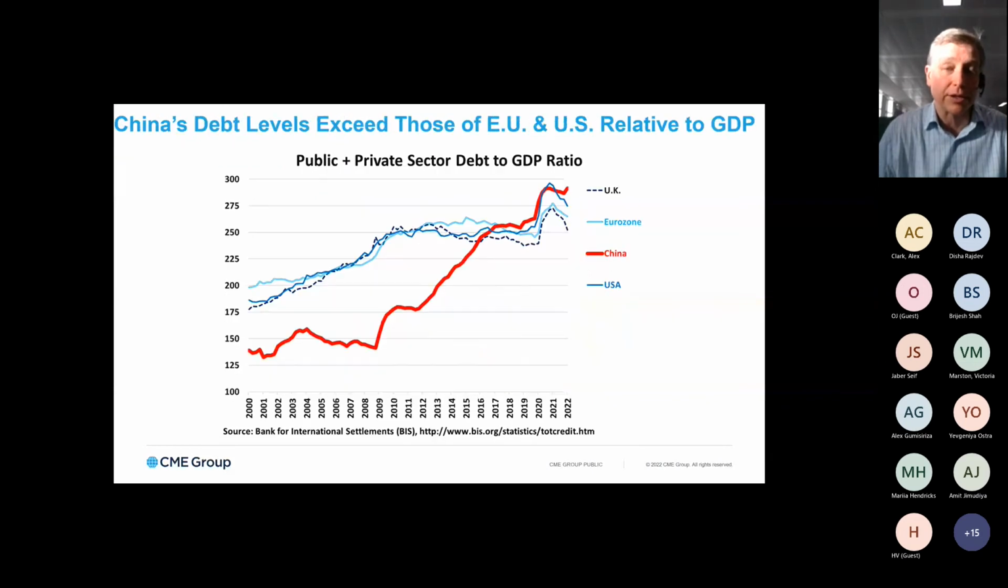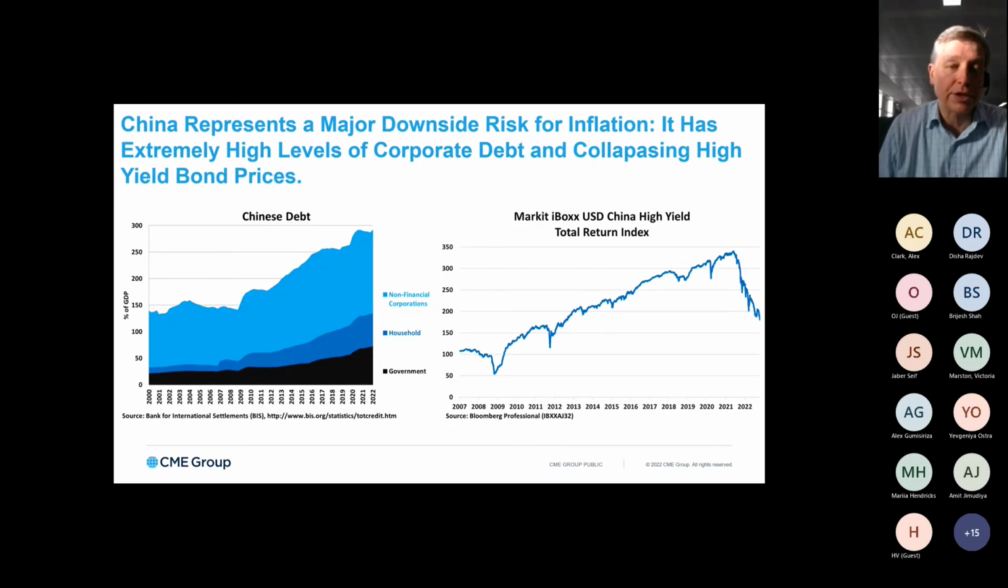But COVID is not China's only problem. China has tremendously high levels of debt. 15 years ago, during the global financial crisis, China had really low levels of debt. But during the last decade and a half, their debt levels have increased, and now they're higher than what we have in the United Kingdom, in the Euro area, or in the United States. As a result of that, China's economy is in really, really bad shape.